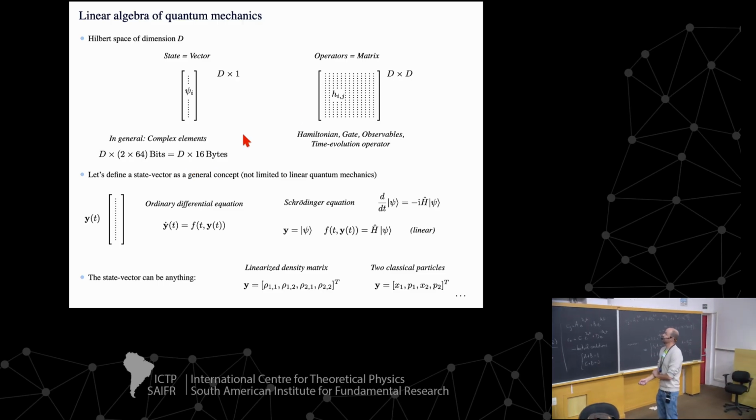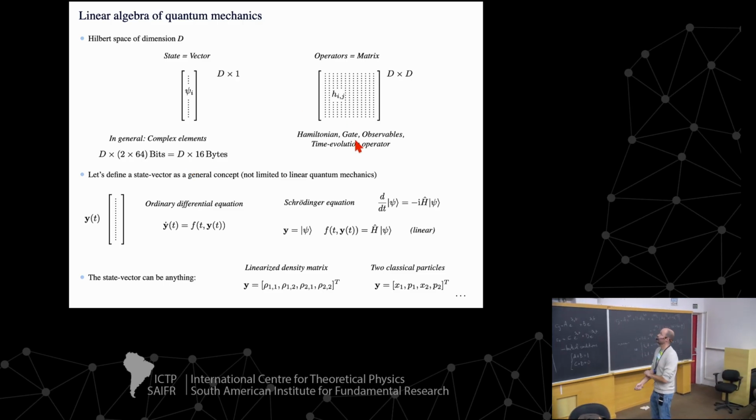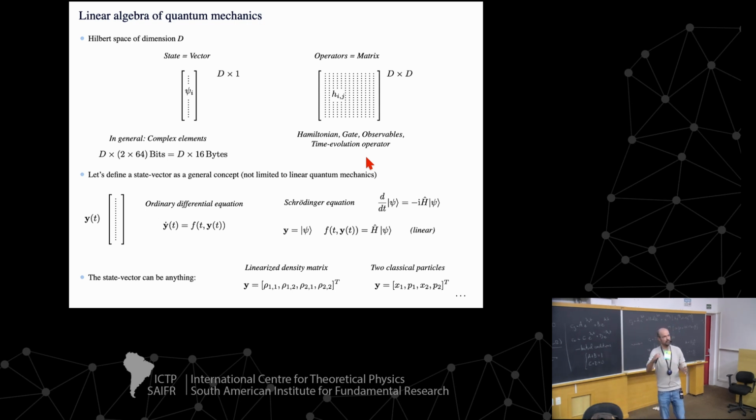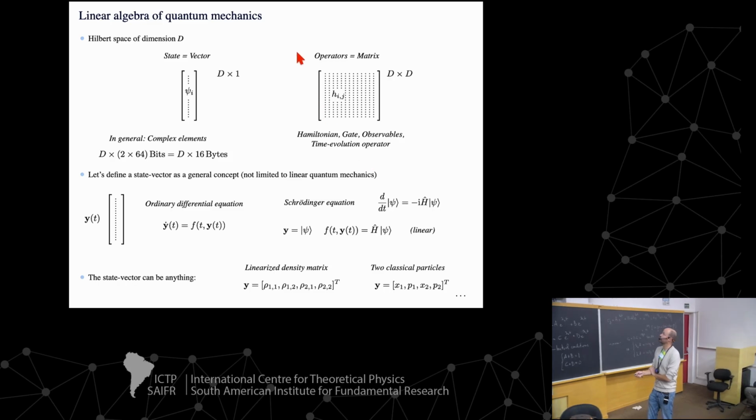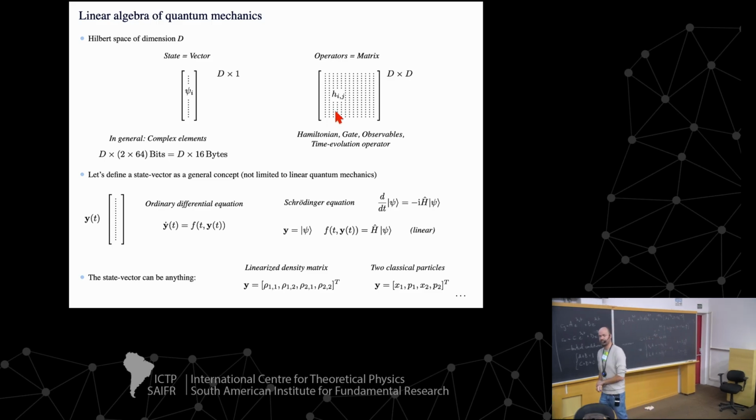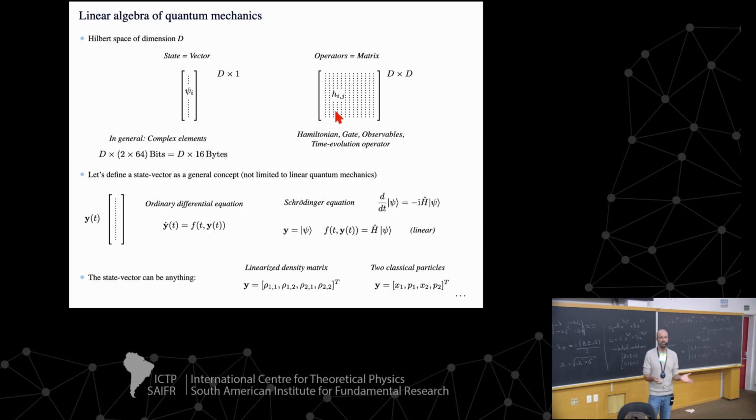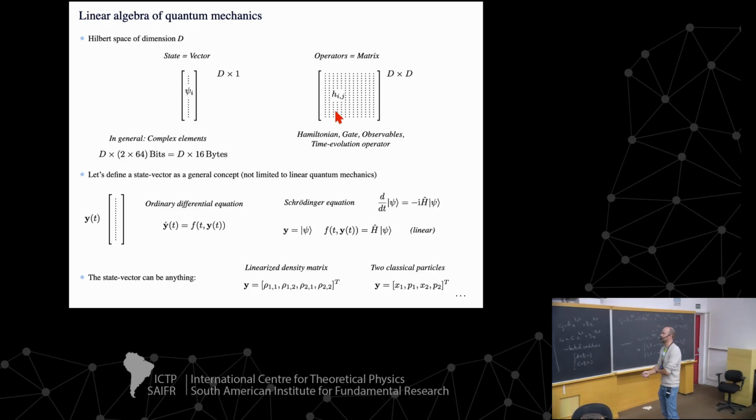Okay, and then I have things like Hamiltonians or quantum gates or some observables or a time evolution operator. These are in general D times D matrices, so for every combination ij, for example, I have to store a number. So this is a gigantic matrix in general. But we will see, and as I mentioned before, most of nature doesn't really make use of these gigantic couplings. That's why one can usually get away with relatively sparse matrices. We will see this later.